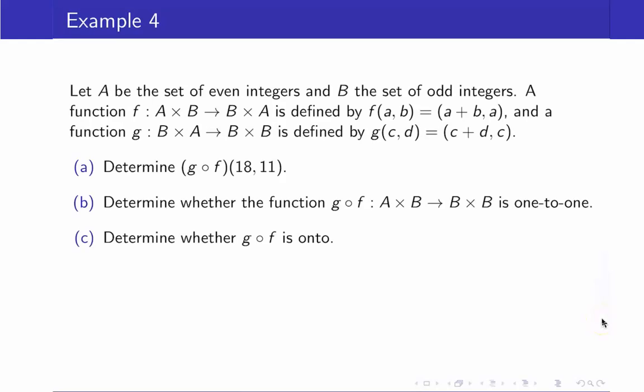Suppose that we have A is the set of even integers and B is the set of odd integers. Then we have this function defined from A cross B, the Cartesian product, so this is an ordered pair, to B cross A. Notice what it does: it takes the ordered pair to the sum, and then we copy the first element. Similarly with G, we get the sum, and then we copy the first element. So you might be thinking, isn't it true that F and G are the same? Because that is basically what it's doing. It's getting the sum and then copying the first element as the second element in the ordered pair.